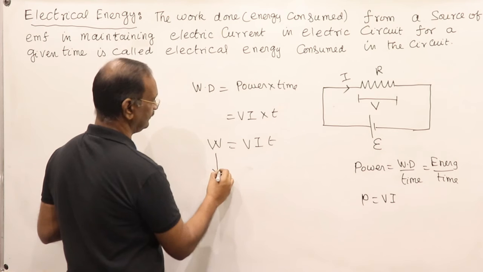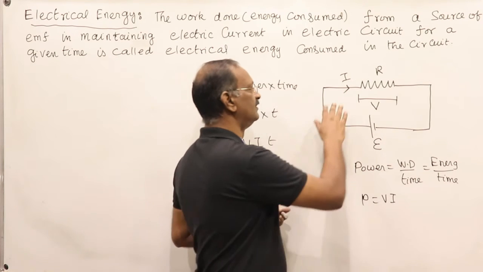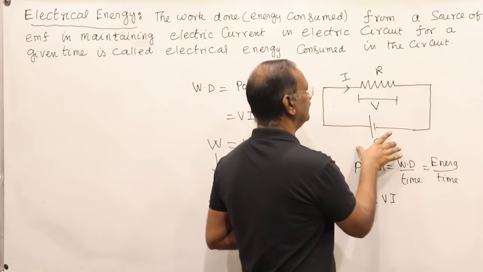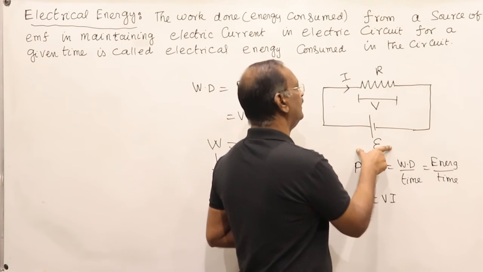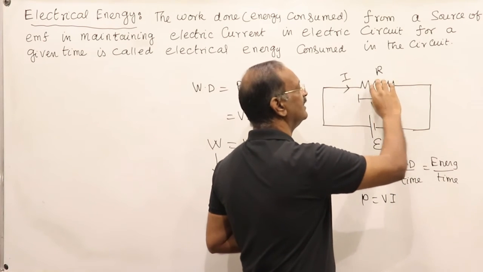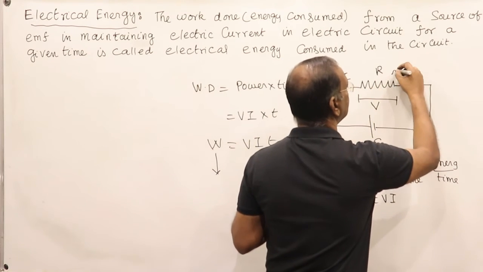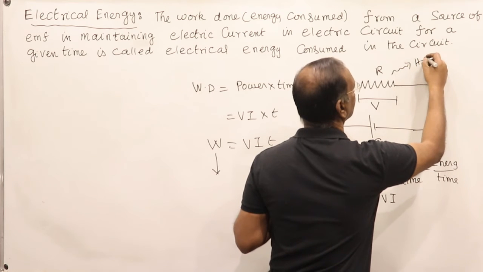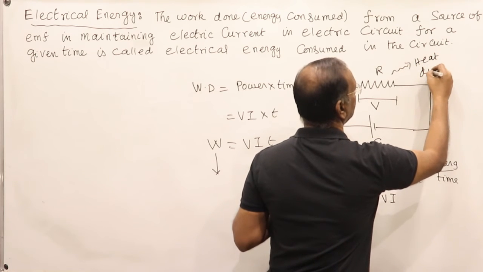Because charge is moved from here to here by the EMF, work is done by the battery to move the charge. It means because of the movement of the charge, current is flowing. Current is flowing means heat is dissipated. Heat dissipation.